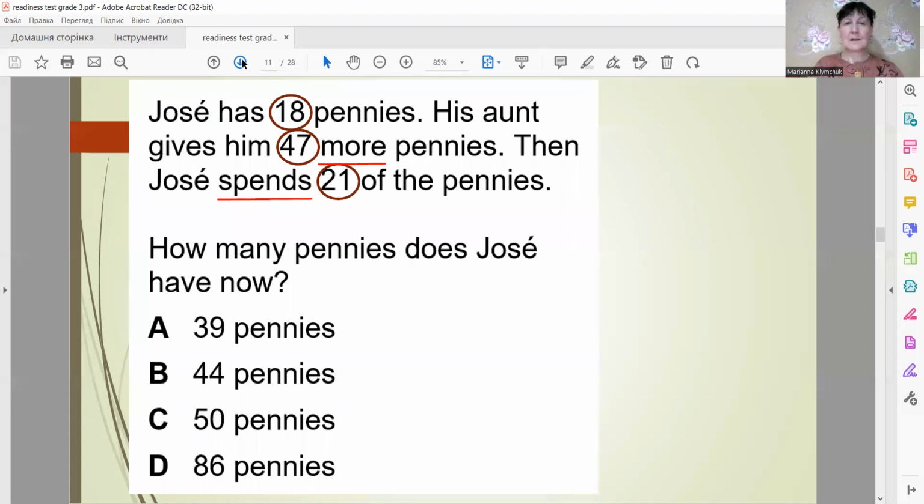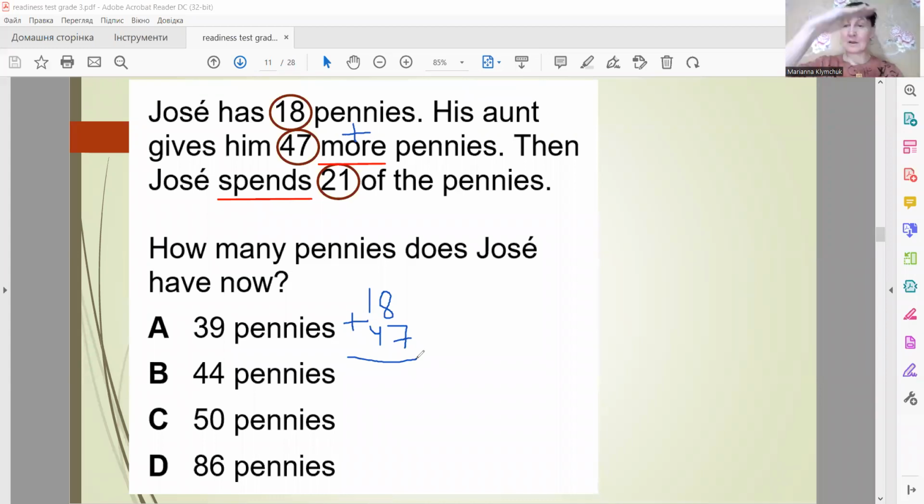keywords. So first we see number 18, we see number 47, and this word more tells you that this should be plus. So this is what you do. Okay, I just want to remind you this way.